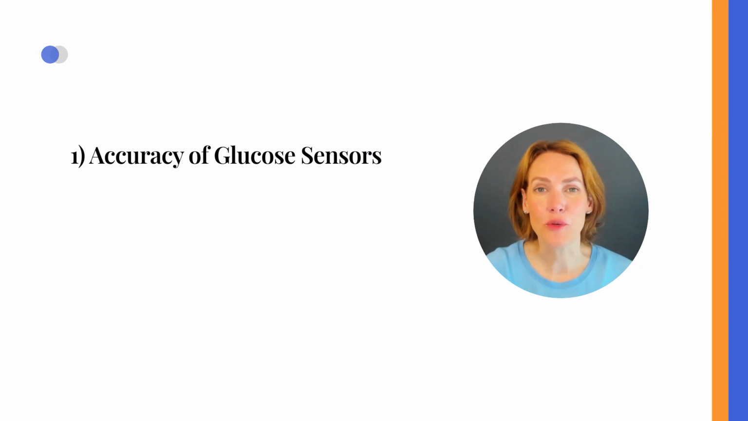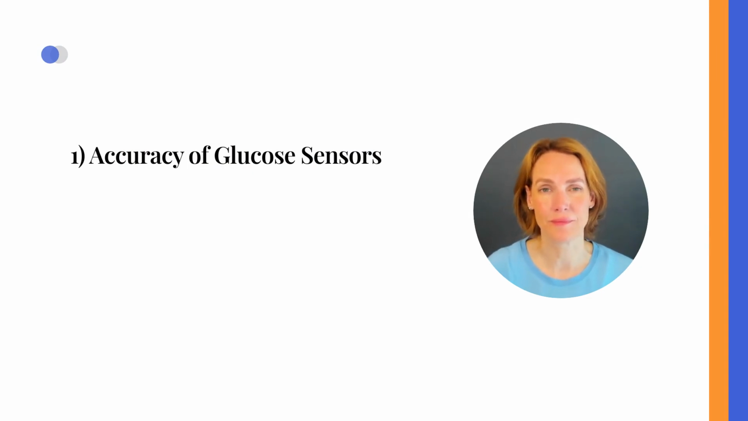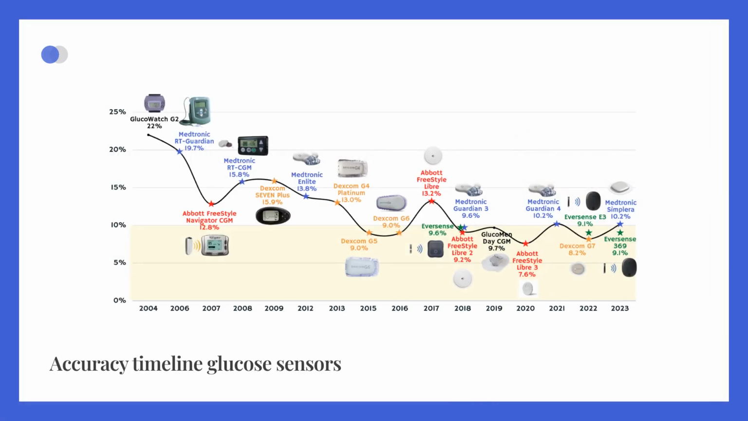1. Accuracy of glucose sensors. The reliability of glucose sensors like Freestyle Libre, Dexcom, and Guardian sensors has significantly improved over time, with their mean absolute relative difference, or MARD, consistently scoring below or around 10%. The MARD is widely debated as an accuracy parameter, yet sensors with a MARD of 10% or less are generally accepted to be sufficiently accurate for insulin dosing without requiring additional finger prick checks.